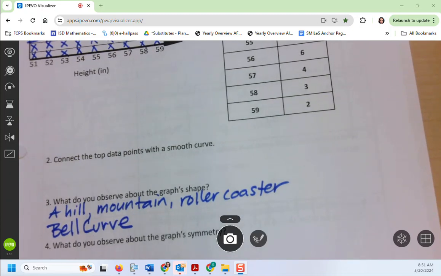Okay, what do you observe about the symmetry? You just need to observe that it is symmetric.